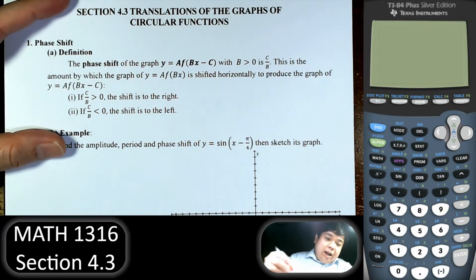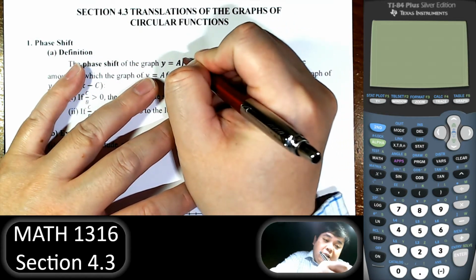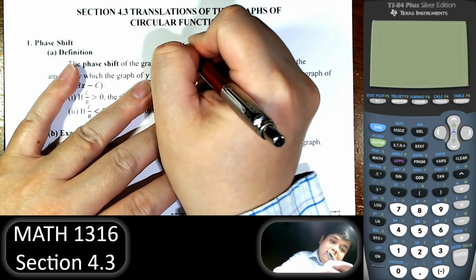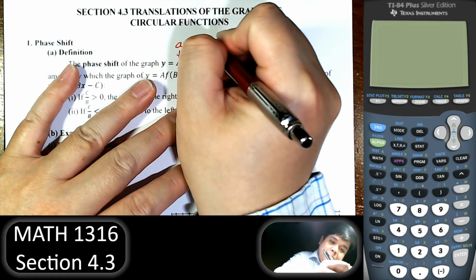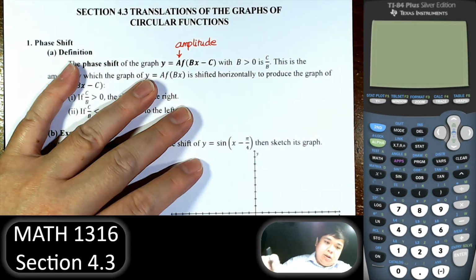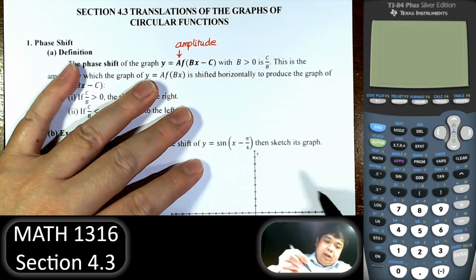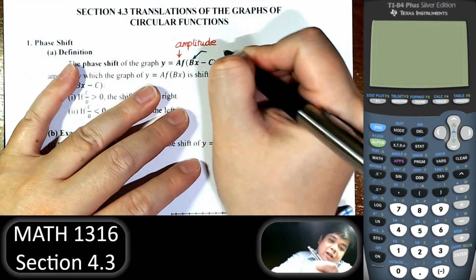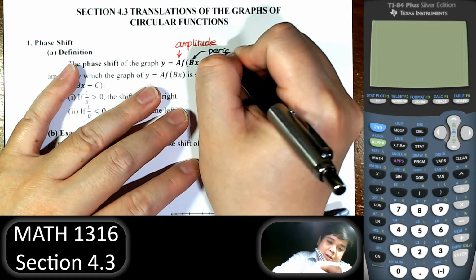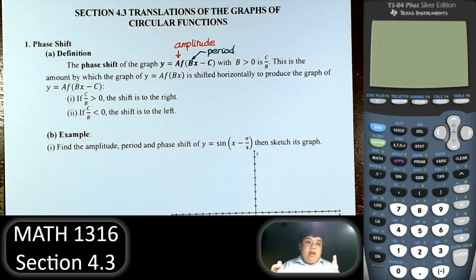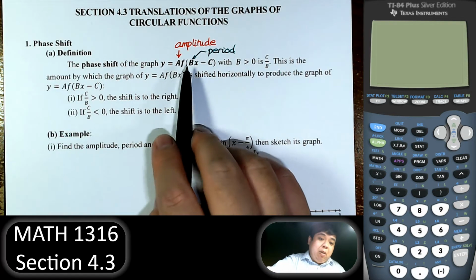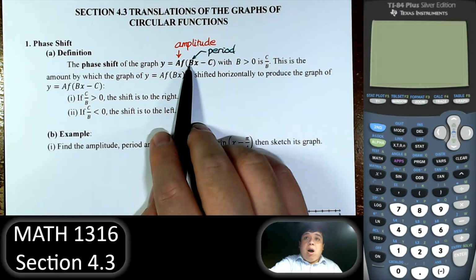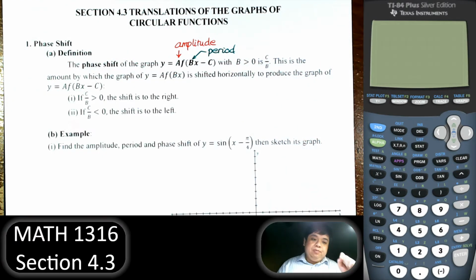So once again, if this is the graph, the number in front of the function will give us the amplitude. And this number will give us the period. If it is 2 pi for the regular function, we divide by b: 2 pi divided by b. If regularly the period is pi, we also divide by b.